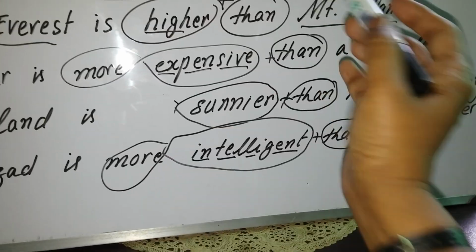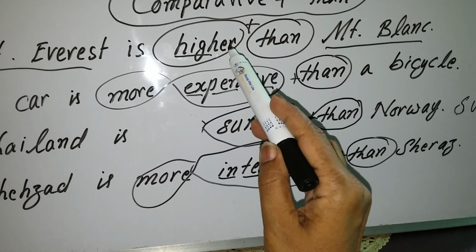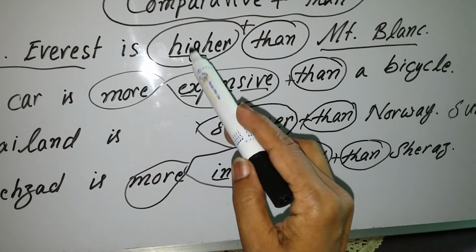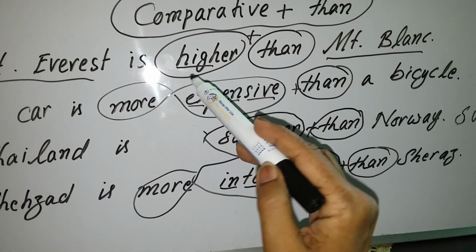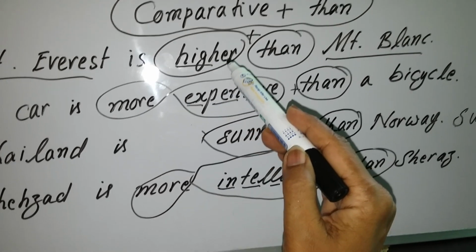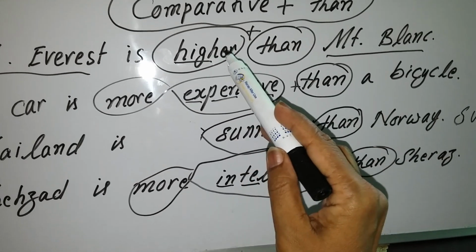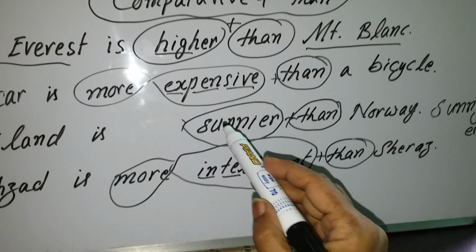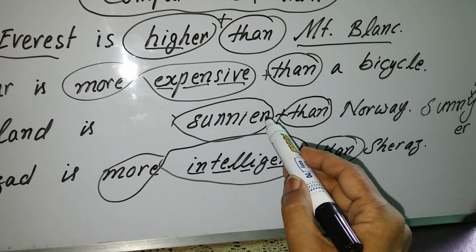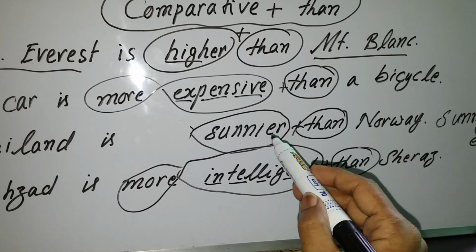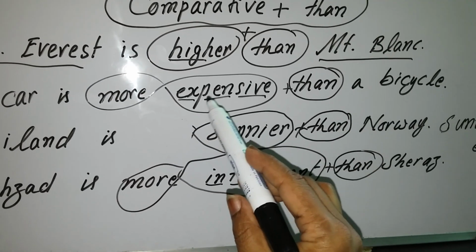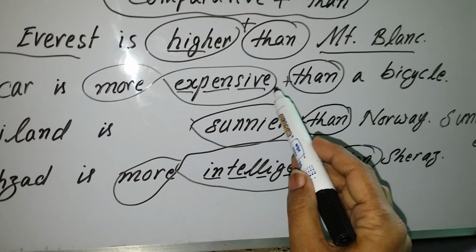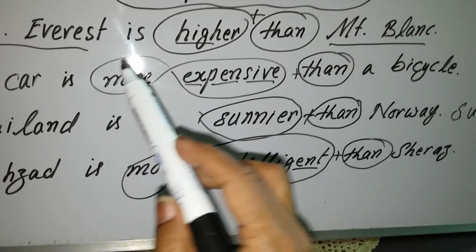Always remember that when we use ER after the first degree of adjective or simple adjective, we make its comparative by using ER. Like high, we have used ER and it is converted into the comparative higher. Similarly, this was sunny, we have used ER after it and it is converted into sunnier, the comparative. Now adjectives with more than one unit will never be converted into second degree by using ER or EST, but we will use more before them.